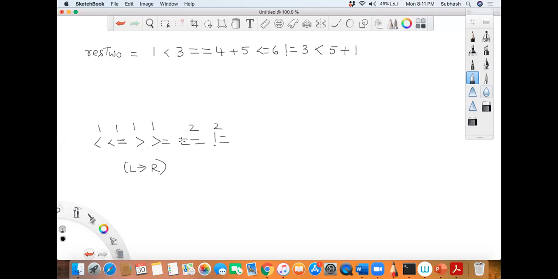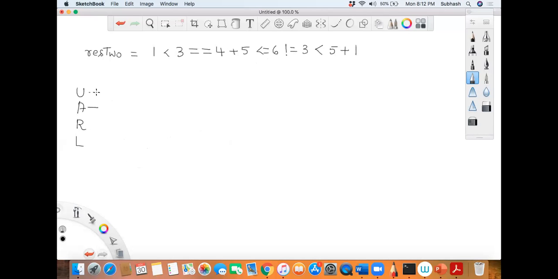Now, this expression contains both arithmetic and relational operators, isn't it? If that is the case, then whom should I evaluate first? You have arithmetic and then you have relational. Whom should be given the highest priority? Always remember, this is the formula. You should use this.